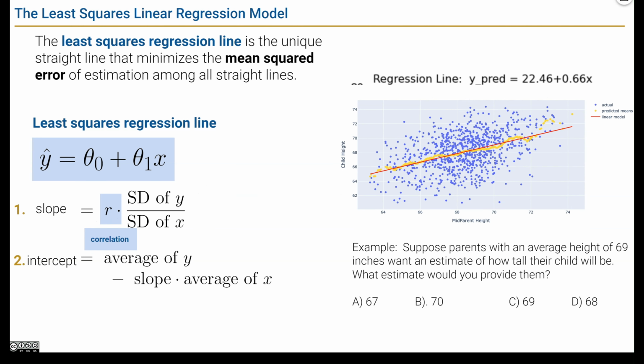So suppose now we wanted to use this model. You have parents that come in, they have an average height of 69 inches. They want an estimate of how tall their child will be based on your model. What estimate would you provide them? Take a minute.